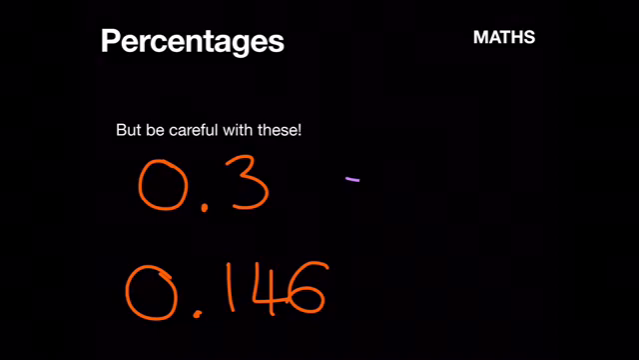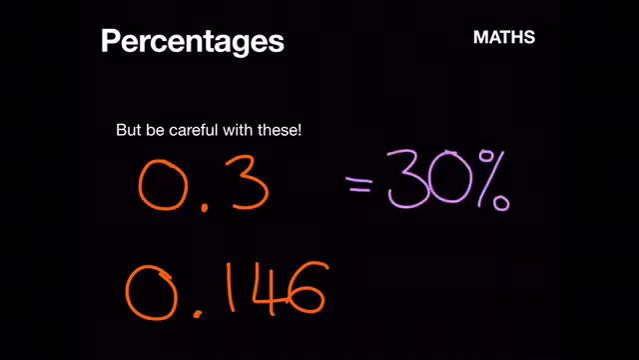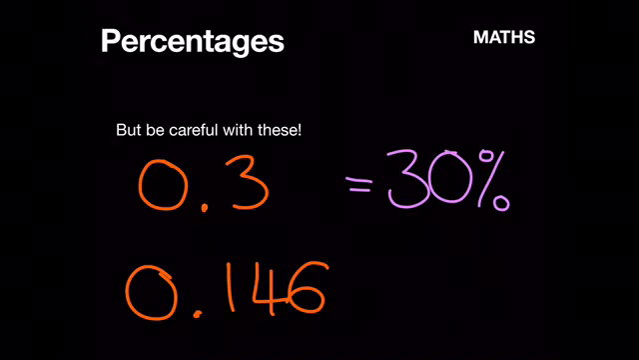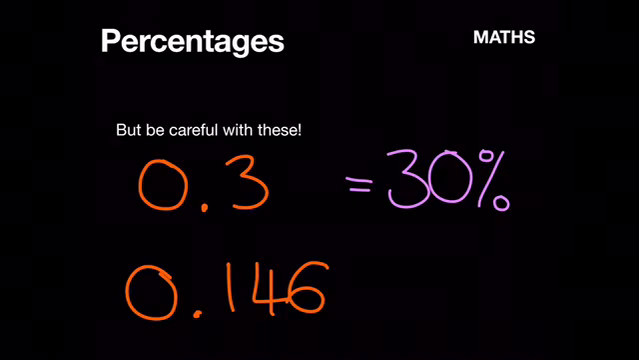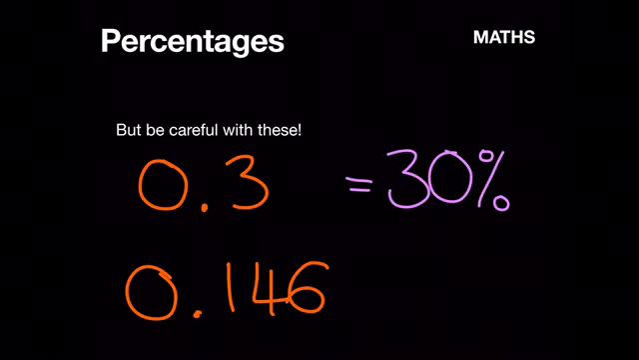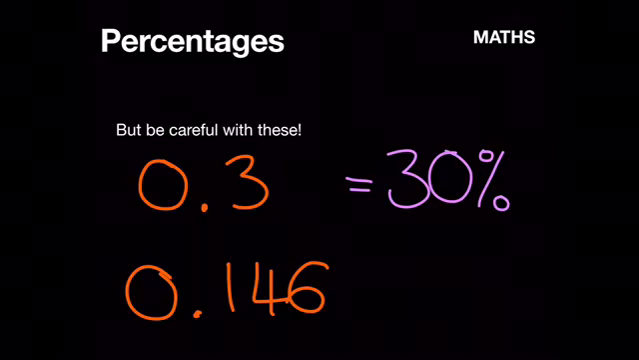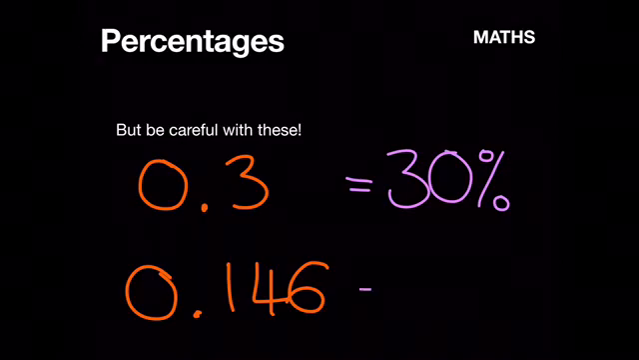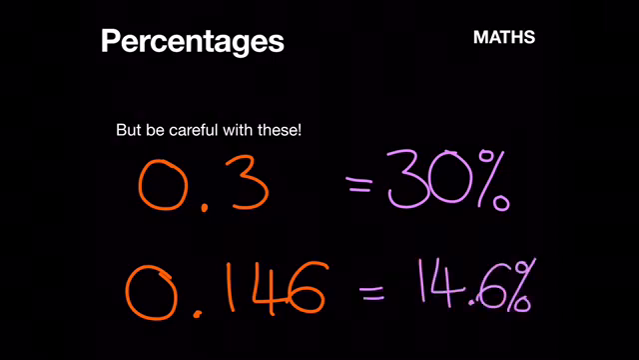And 0.146, well, in the tenths and hundredths column, you've got a 1 and a 4, 14. So that would be about 14%. In fact, it's a bit more than 14%. So we'd write that down as 14, and then the bit left over would be a 0.6. So we'd write 0.146 as 14.6%.